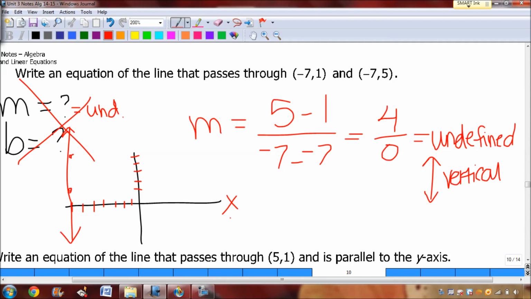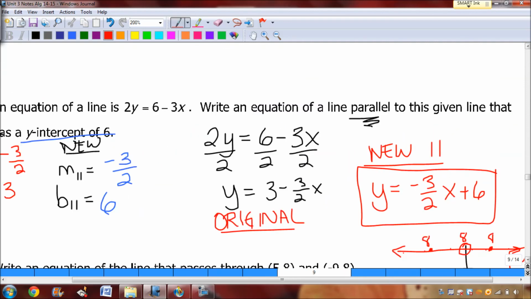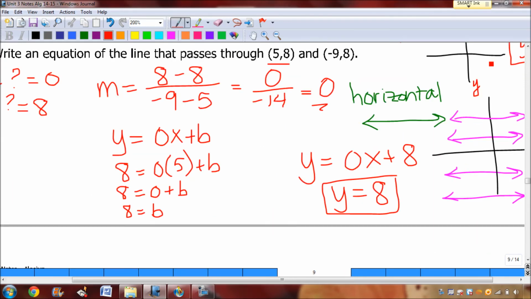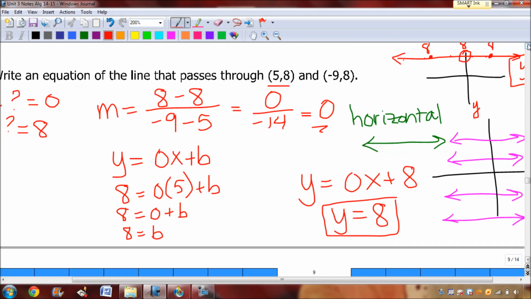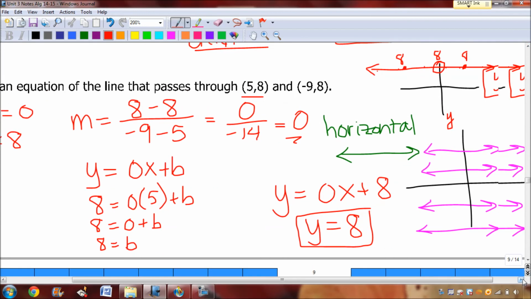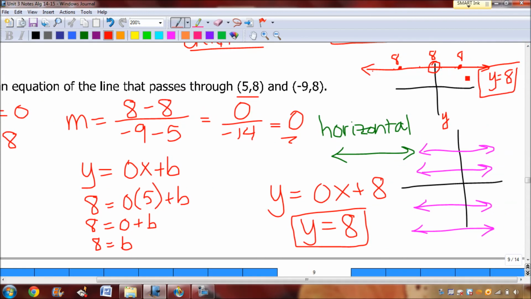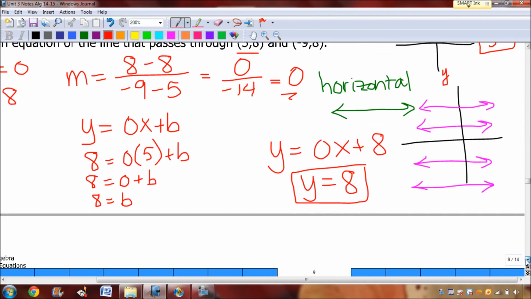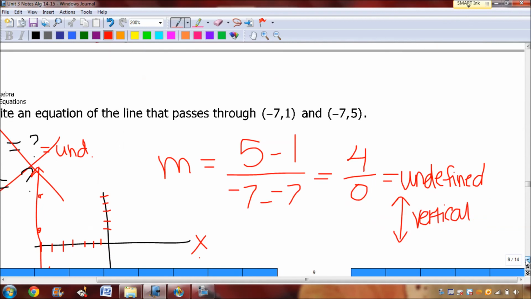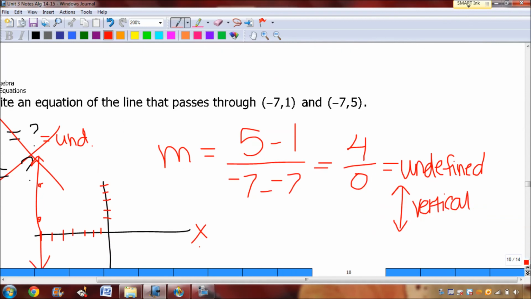Remember in the previous example right here, your graph only crossed the y-axis, and it crossed the y-axis at the number 8 right here. So y equals 8. So in this example, hopefully you can figure out right here that this only crosses the x-axis, and it crosses the x-axis at negative 7. So the equation of my line is x equals negative 7.